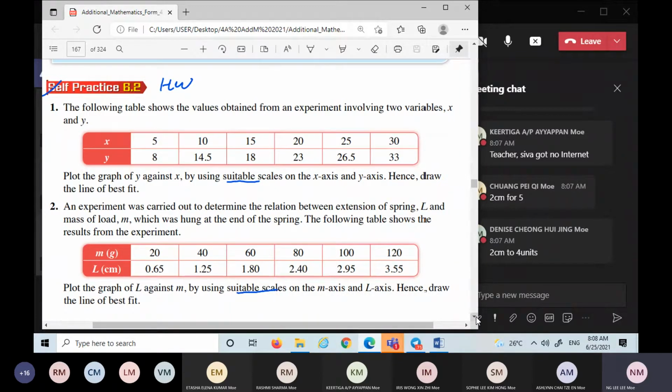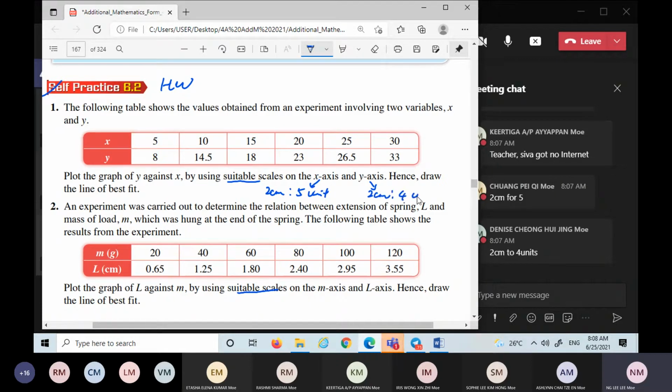Okay, so I write here. Peichi says she used 2 centimeter for 5 units for the x-axis. Then Denise says for the y-axis 2 centimeter is for 4 units. Why 4? Let me see why. 4 is a bit difficult. Seldom do we use 4. We either use 1, 2, if not 5.